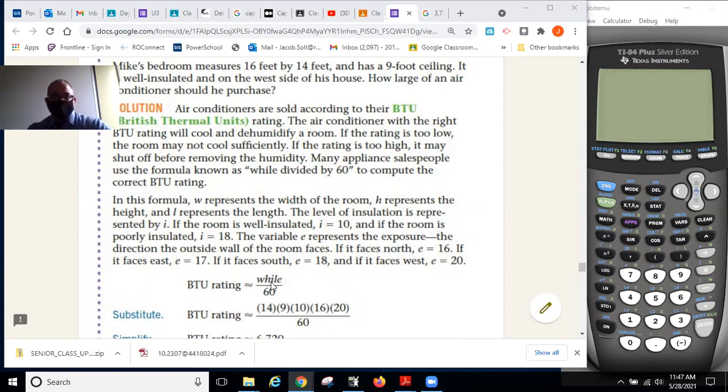The I is the insulation. They told us his is a well-insulated room. Well-insulated means I equals 10. So I stick a 10 in for the I. The L is length. That was 16 feet. And then 20 is the E. That's the exposure. His house exposure is the west side, so E equals 20.